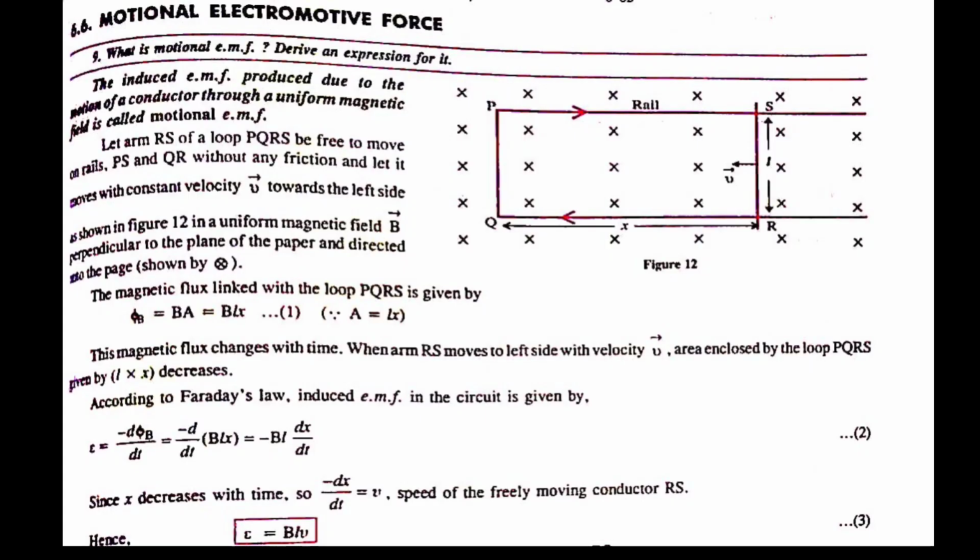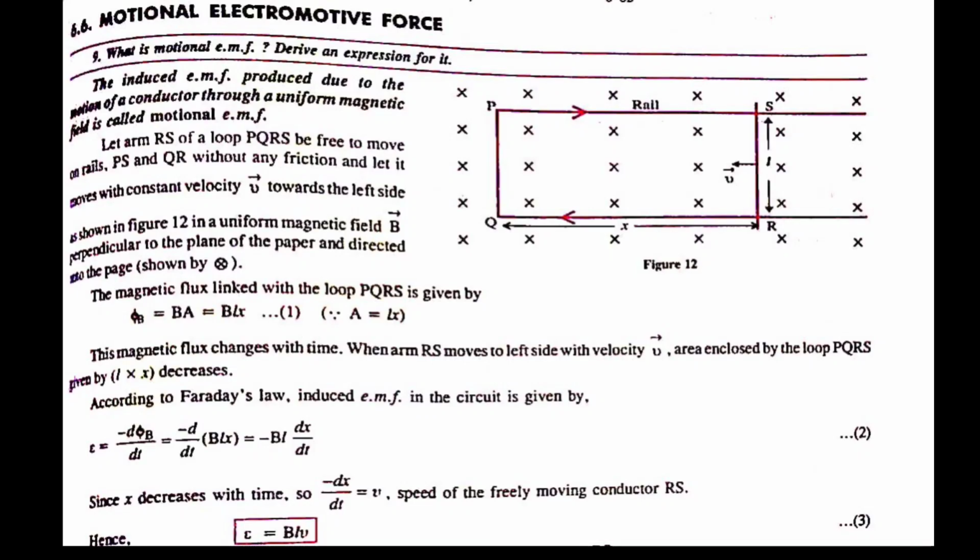Now we are going to understand the motional electromotive force, which is also known as the motional EMF. This is the induced EMF produced due to the motion of a conductor when it moves in a uniform magnetic field. If you check the diagram, there is a loop PQRS. In this loop, the arm RS is movable and it can move on PS and QR without any friction, and we assume that it moves with the velocity V in a uniform magnetic field. Here the uniform magnetic field is perpendicular to the plane of the paper, or you can say it is directed into the paper, and therefore the symbol X is used for it.